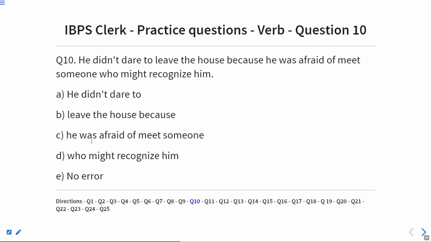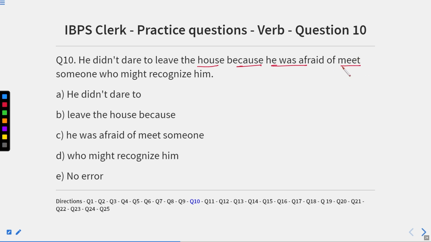Now this is question number 10. He didn't dare to leave the house because he was afraid of meet someone who might recognize him. I hope you have recognized the errors so far. He didn't dare to leave means he had no courage to leave. That is fine, so up to this part the sentence is absolutely correct. He didn't dare to leave the house, because he was afraid of.